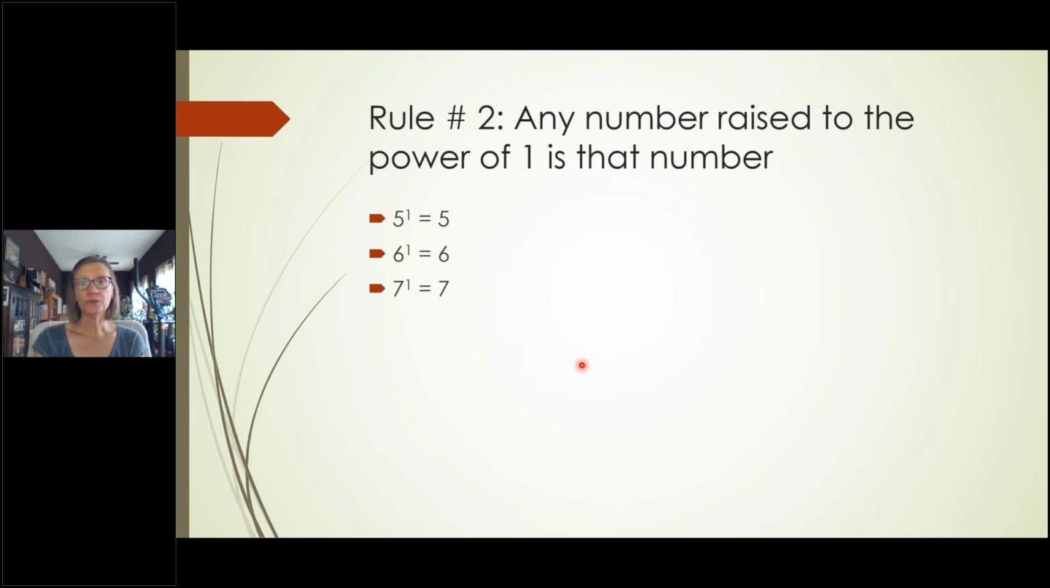Rule number 2, any number raised to the power of 1 is that number. So 5 to the power of 1 equals 5, 6 to the power of 1 is 6, 7 to the power of 1 is 7. Again, it makes sense because you are using just one factor of the number.